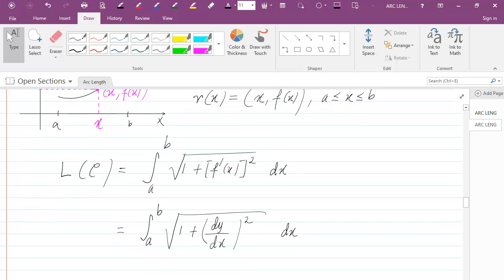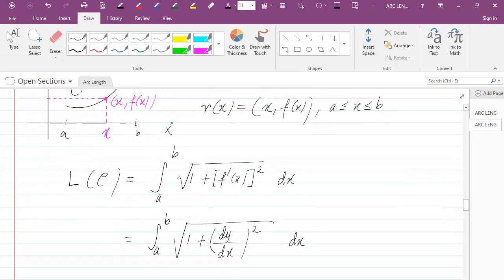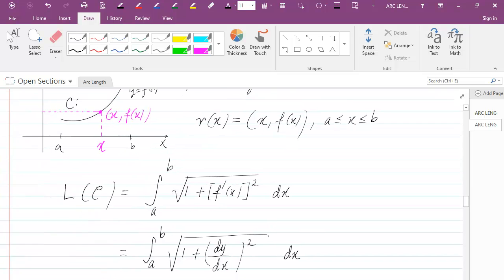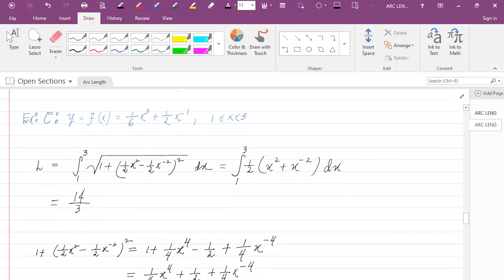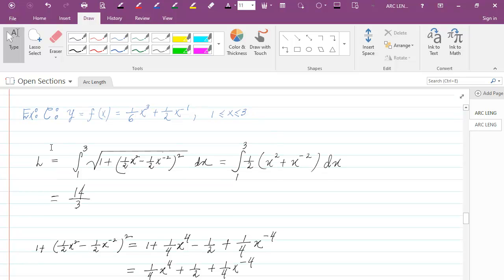We can rewrite that as the integral from a to b of the square root of 1 plus dy dx squared. Okay, so let's apply this formula to find the length of the following curve. Let's say I have the curve C, which is the graph of the function y is equal to f of x, which is 1/6 x cubed plus half x to the negative 1, where x is between 1 and 3.